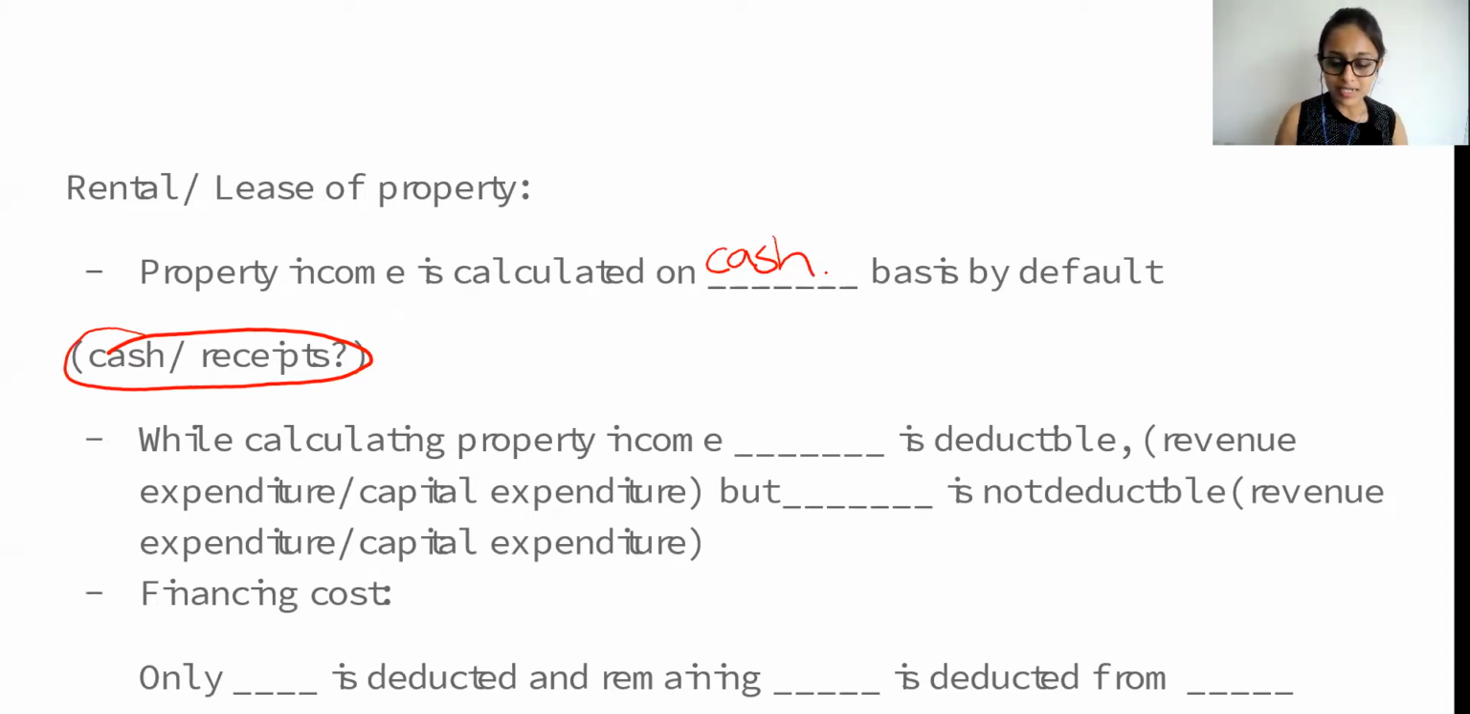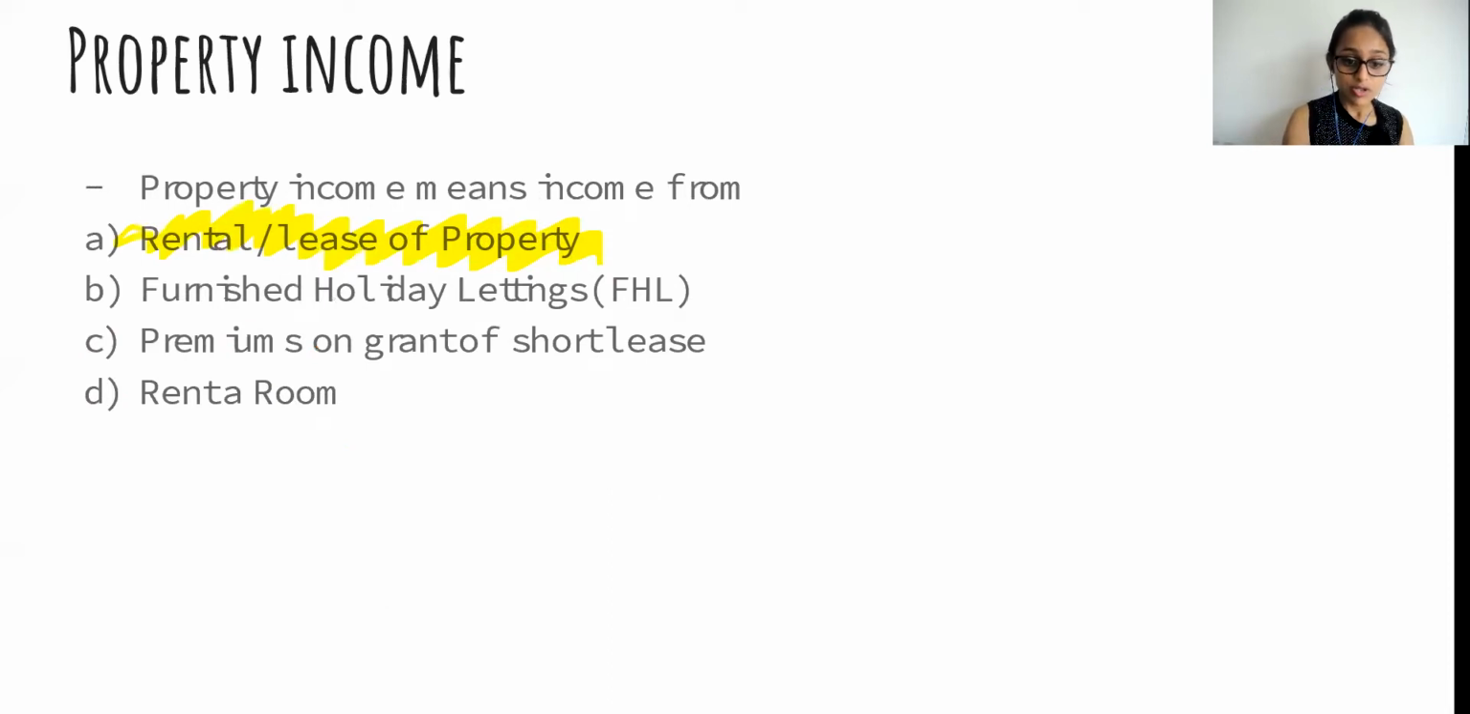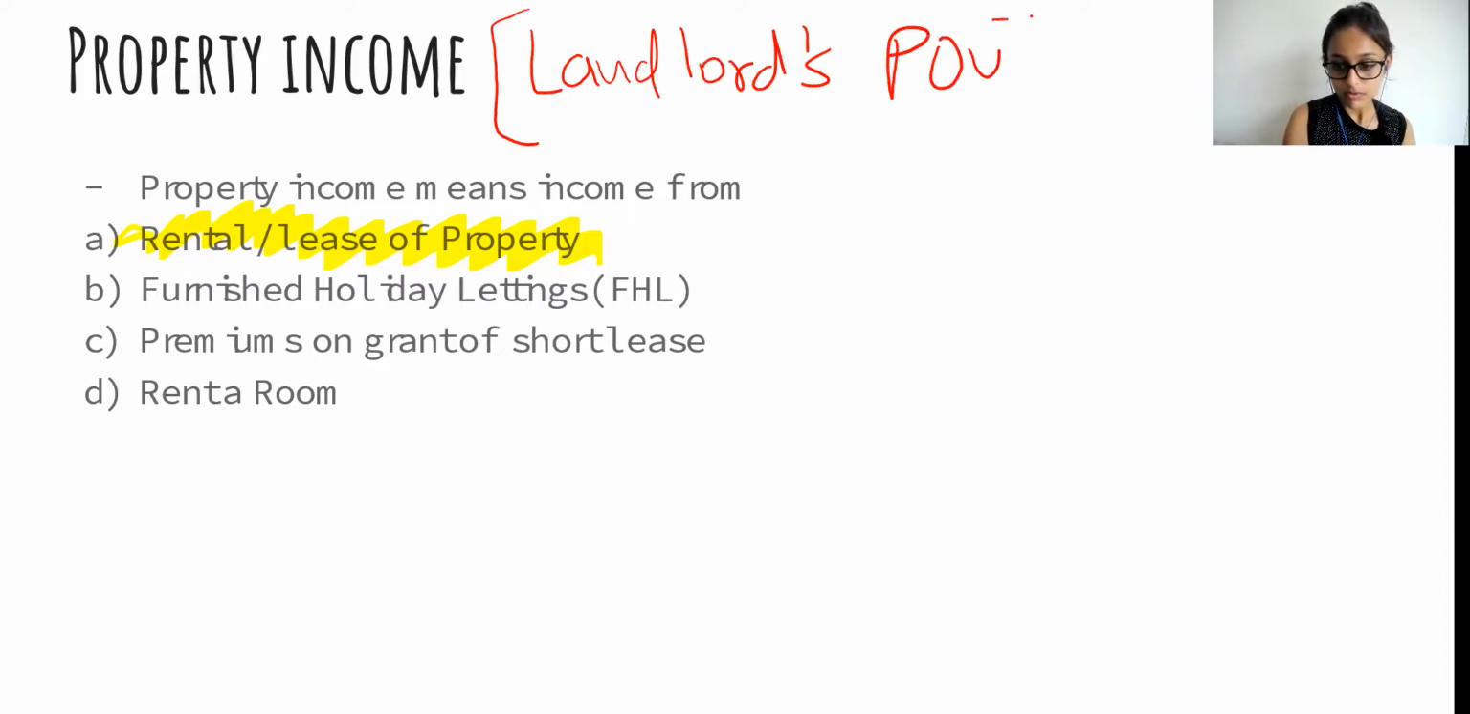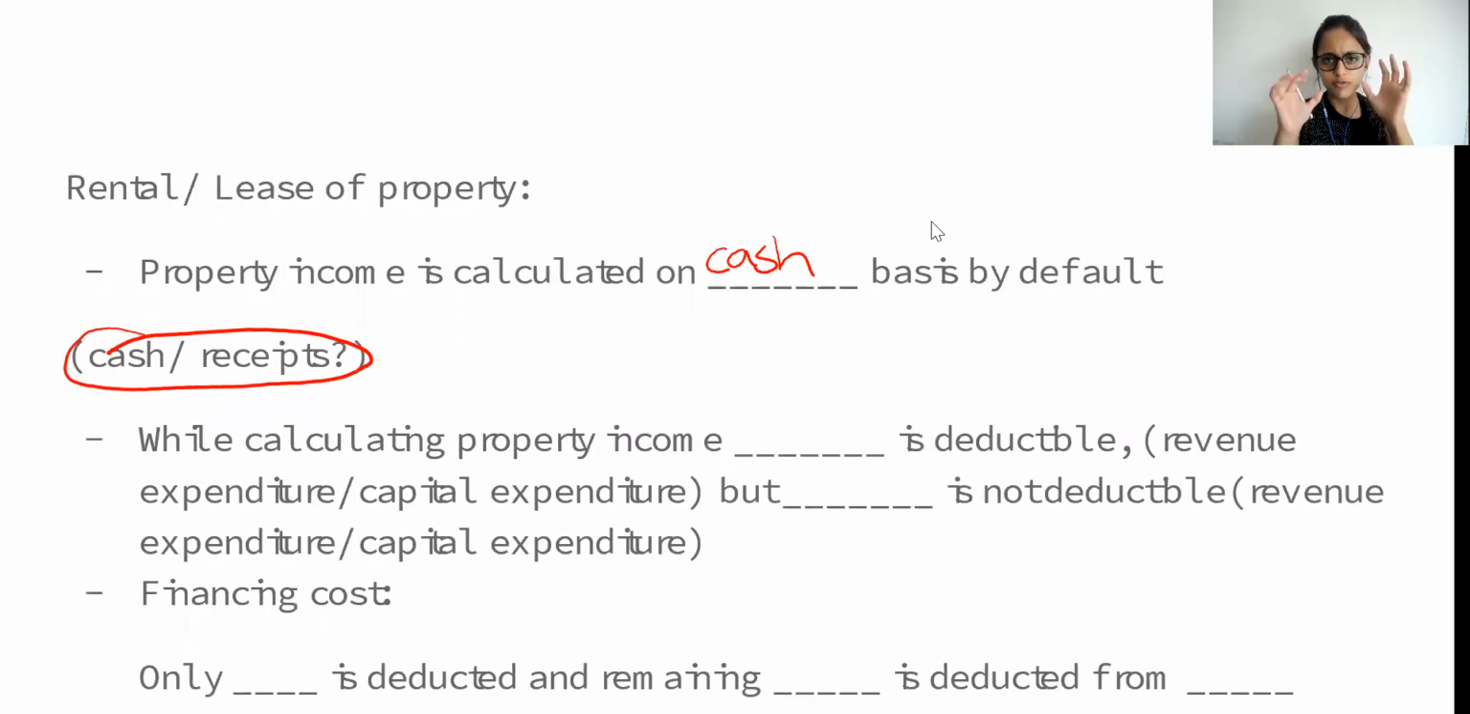So property income chapter, always remember something. You're studying this chapter from the landlord's point of view, not from the customer's point of view, from the owner's point of view or the landlord's point of view. So property income, how do you calculate? Rent received minus expenses. Rent received as per cash basis, do calculate it.